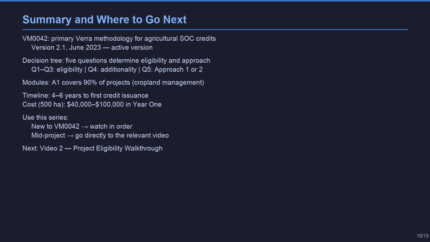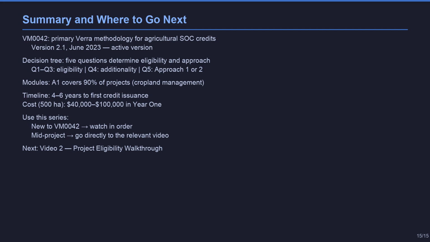One final note. VM0042 is a demanding methodology, not because the science is obscure, but because the documentation requirements are extensive and the VVB review is rigorous. The projects that move through validation fastest are the ones where every calculation is transparent, every reference is cited, and every formula is stated in the PDD. That's what this toolkit is designed to help you do.